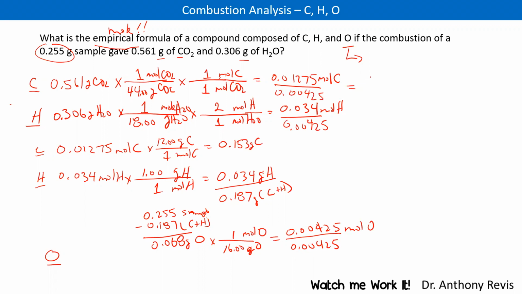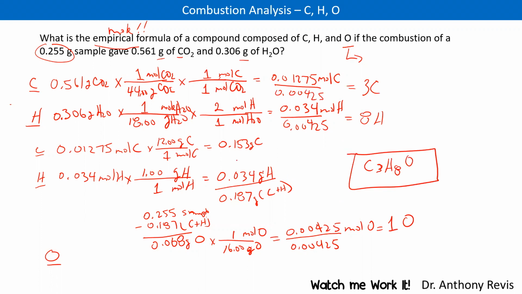If I punch carbon through, I get 3. So that's going to be 3 carbon. For hydrogen, I get 8 hydrogens. And for oxygen, it's 1 O. So my empirical formula is C3H8O.